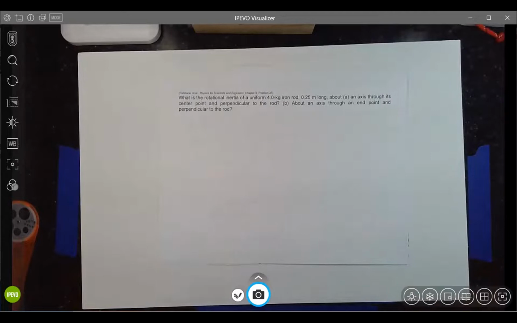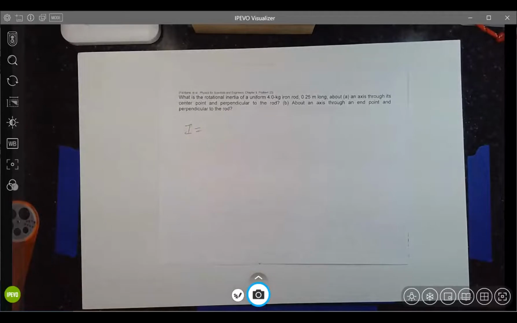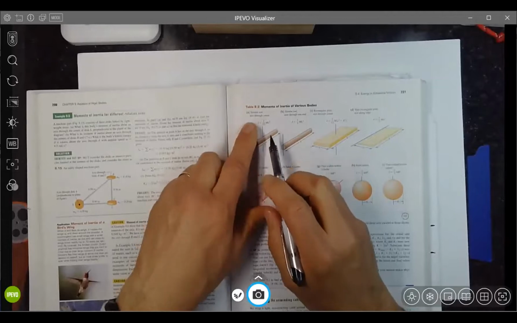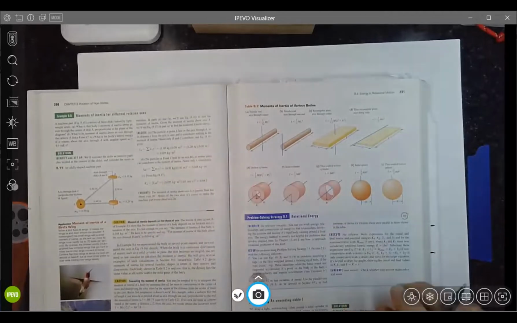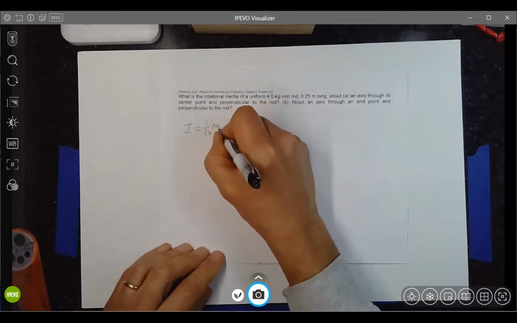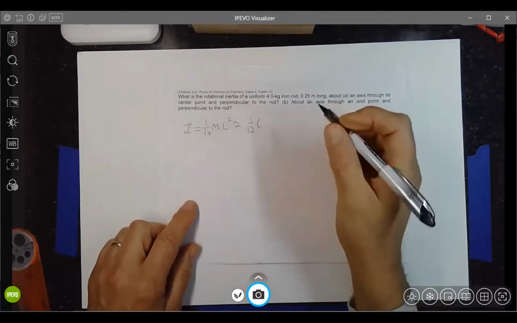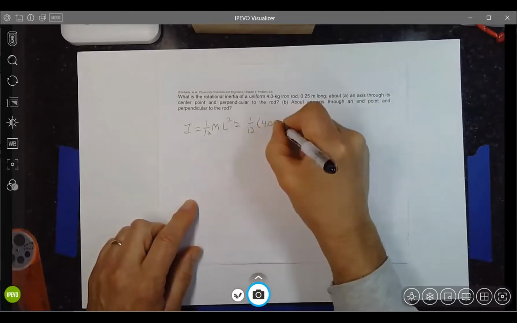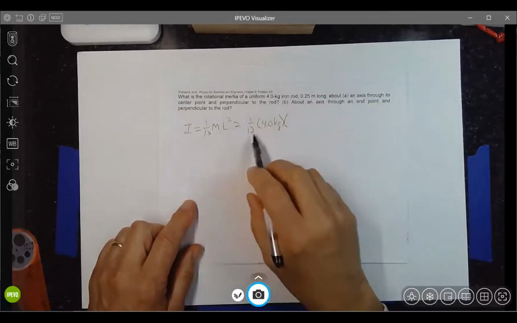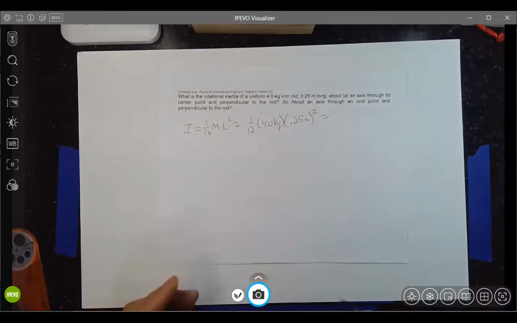What is the rotational inertia of a uniform 4-kilogram iron rod, 0.25 meters long, about an axis through its center point and perpendicular to the rod? Okay, well, I is going to equal, I don't expect you to memorize this, slender rod, axis through center. The moment of inertia is 1/12 m l squared. So that's all it is. So we just have to plug in the numbers here. 1/12. The mass is 4.0 kilograms. And the length is 0.25 meters. And we square that.